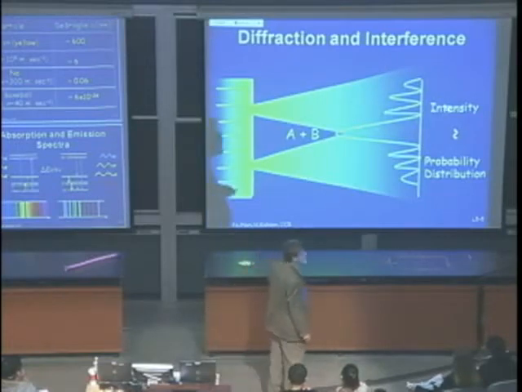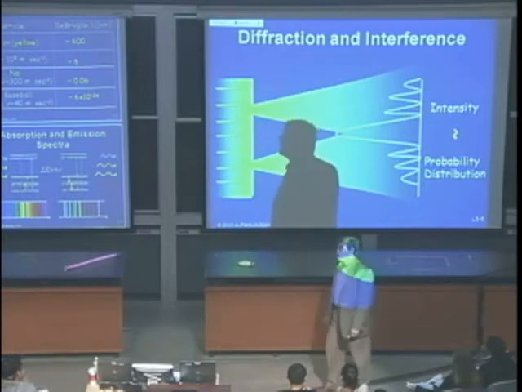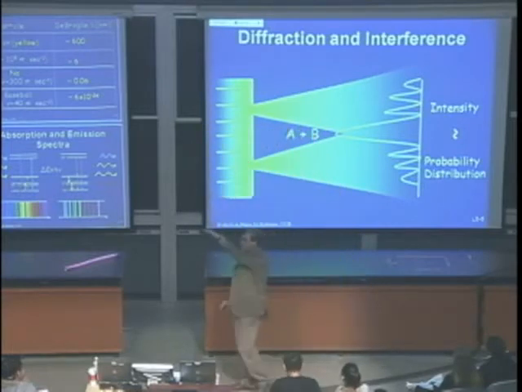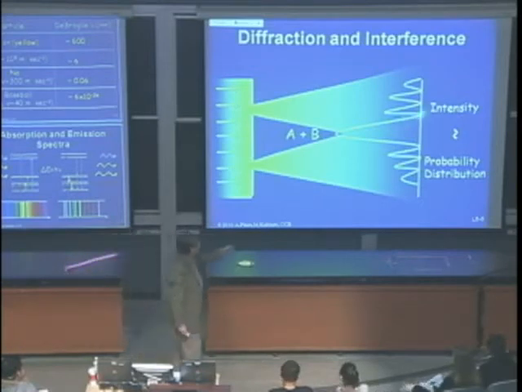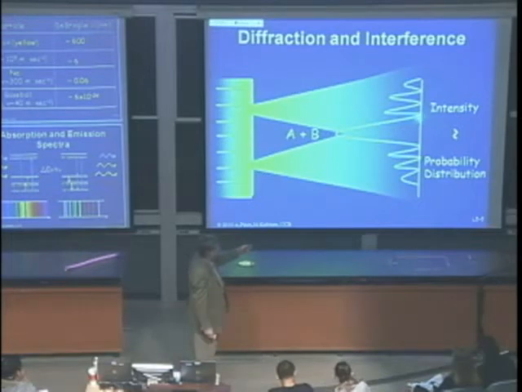And if you have destructive interference, that means peak and valley, or crest and trough, there's nothing. So the probability of finding the electron here is 0. 0 here, 0 here, 0 here.